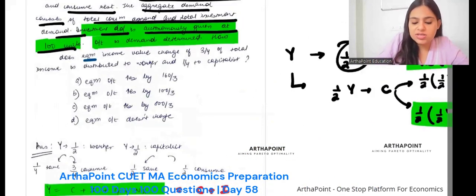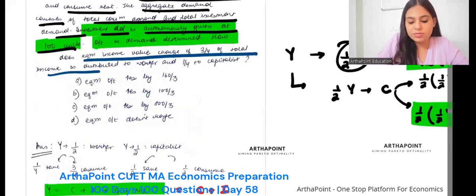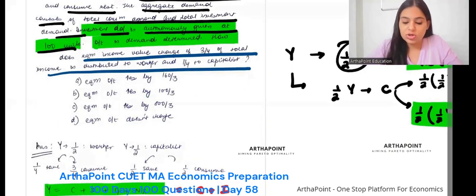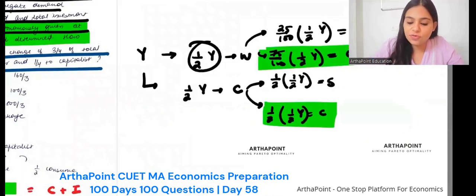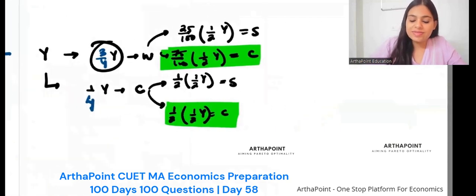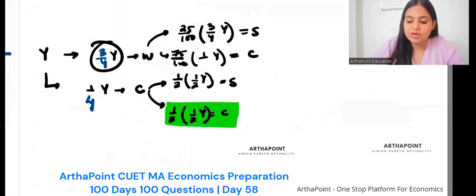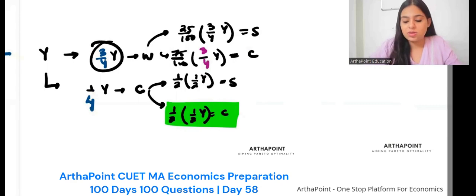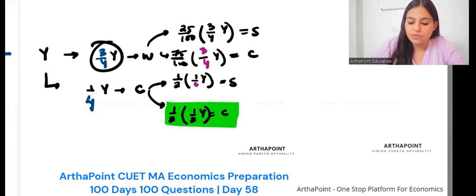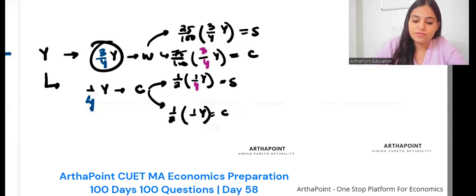Now it says, how does equilibrium income change if 3/4 of the income is distributed to the worker and 1/4 to the capitalist? So they are changing the question and saying that the worker is getting 3/4 of the income. So here you will get 3/4. And the capitalist is getting 1/4 of the income. Then the worker will save 25 by 100 of their income. Their income is 3/4 of the actual income, so this will become 3/4 of the actual income. And the capitalist will save half of their income. Their income will be 1/4 of Y, and here also I will get 1/4 of Y.